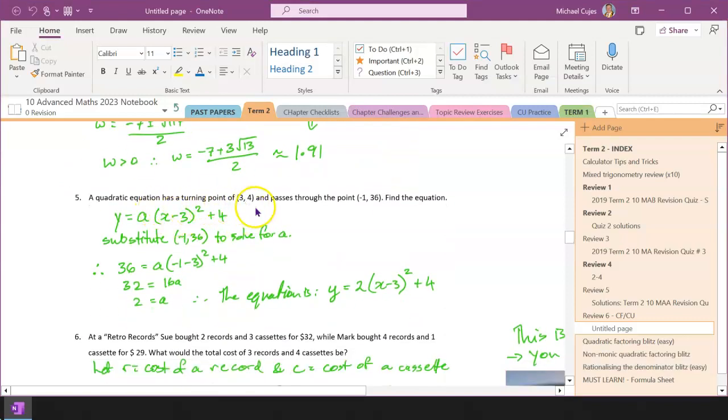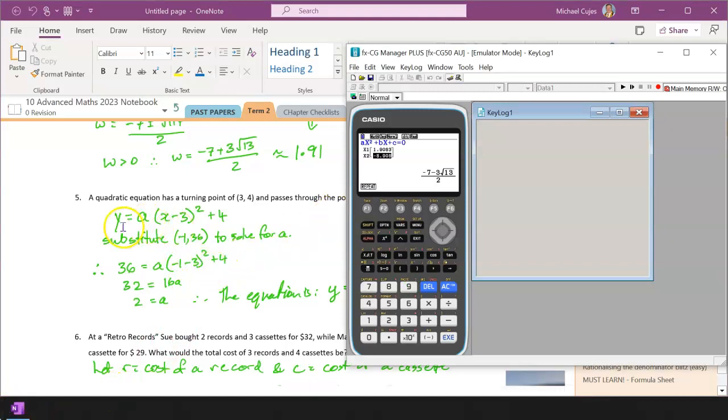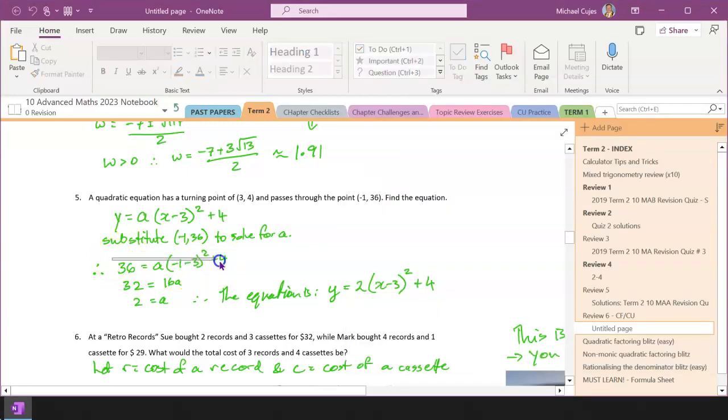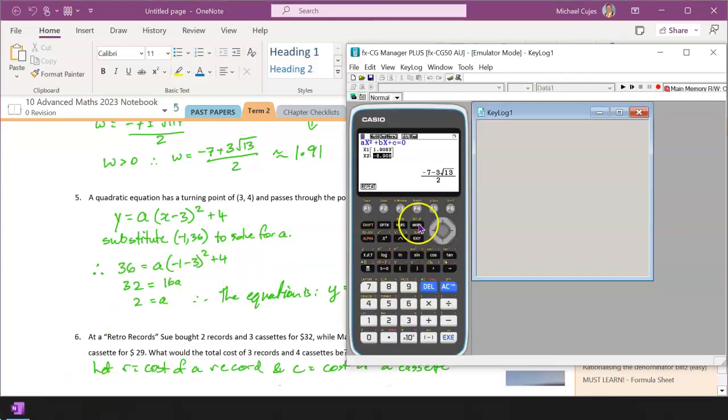A quadratic equation has a turning point of (3, 4) and passes through (-1, 36). Find the equation. So there you go, they've got you there. This is one where, again, you could substitute in the values. So I could do from this line here, I could put that in on solver and get the answer. That looked a bit unhelpful. But let's go back to Menu 1, Run-Matrix, and remember it was Options, Calculate, SolveN, and this time I'm going to go for 36 equals.